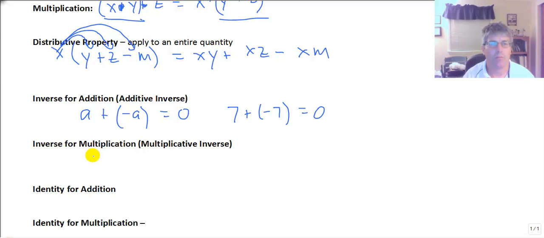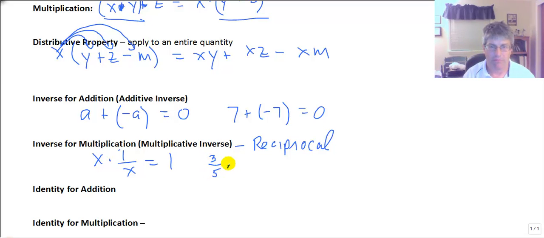The inverse for multiplication, a little bit different. Okay? We've seen the multiplicative inverse. That is really the reciprocal. So the inverse for multiplication says some number multiplied by its reciprocal will always give us 1. So 3/5 times 5/3 equals 1. That's the multiplicative inverse.